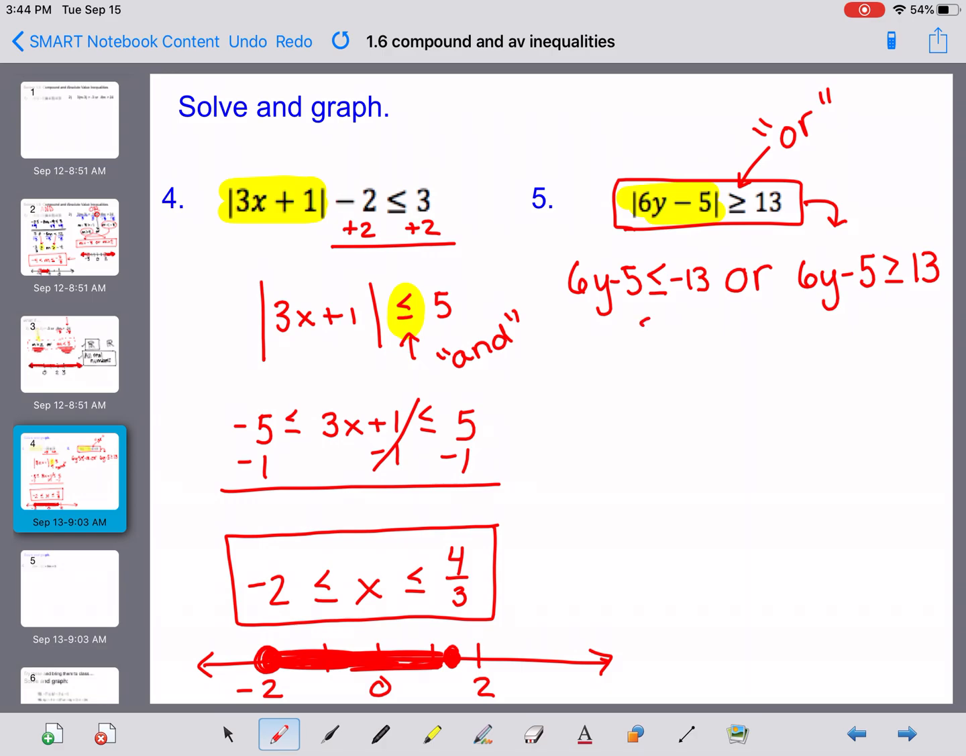So now we're going to solve this one individually. You can pause and do that. I'm not going to show all the work. And then same thing over here. You would solve all that. So this is your final answer.